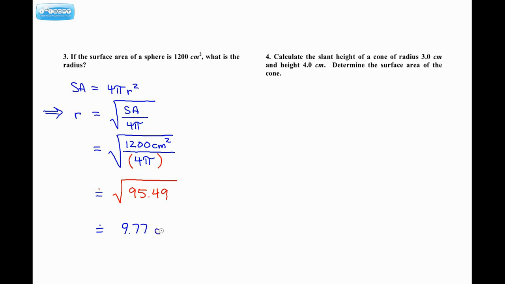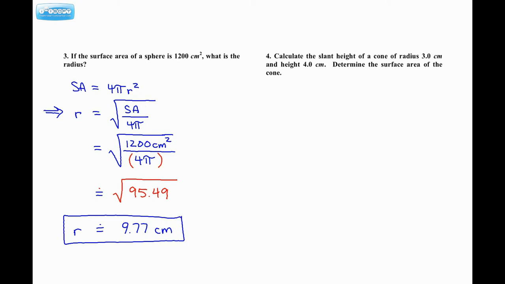So here we go. Let's put R back here. And of course, you can verify to see that this answer is correct. Just put it back into the original formula: 4 times pi times this radius squared. And if all goes well, I should get 1200, and I do. So I know this is right.